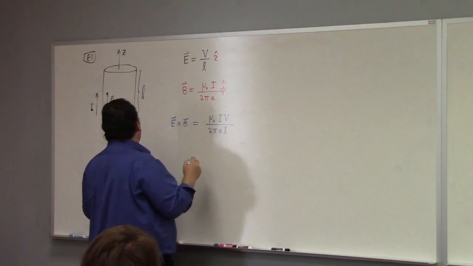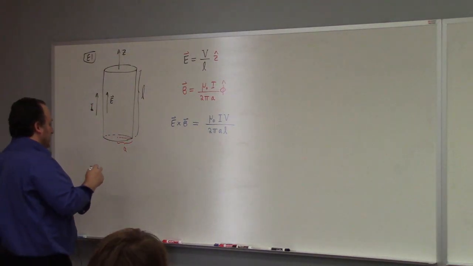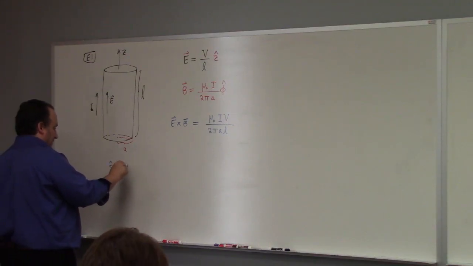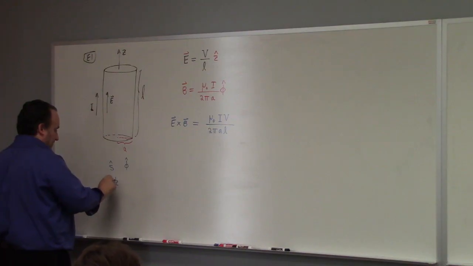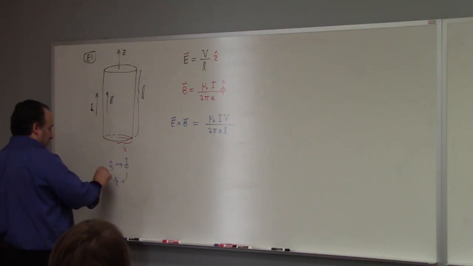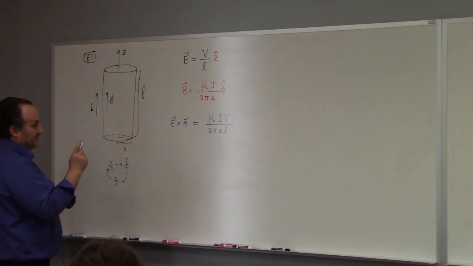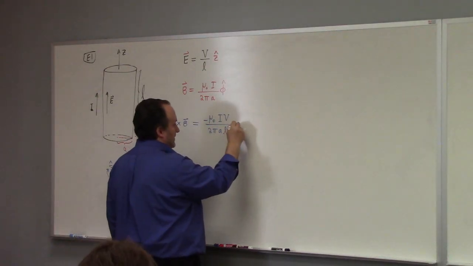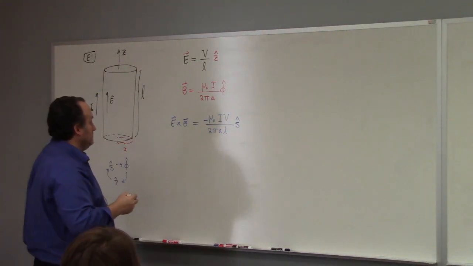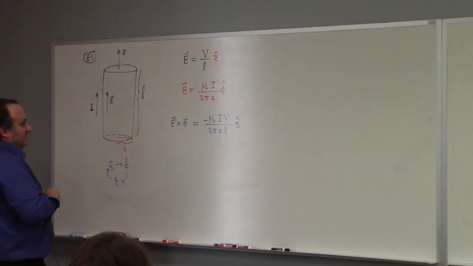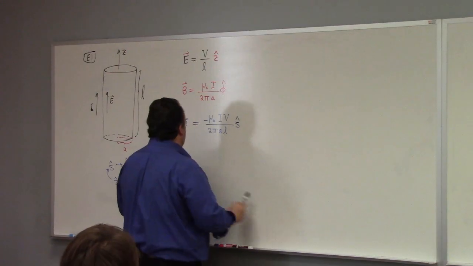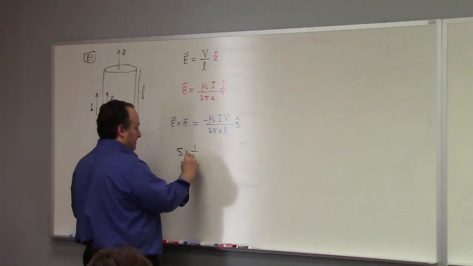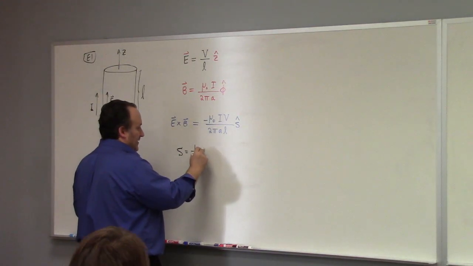And if we look at z hat cross phi hat, the way that works, of course, is you got your s hat, your phi hat, and your z hat in that order. That's the cylindrical coordinate system. And so z hat cross phi hat is a minus s hat. So minus s hat like that. Okay, so the Poynting vector is what? 1 over mu naught E cross B.